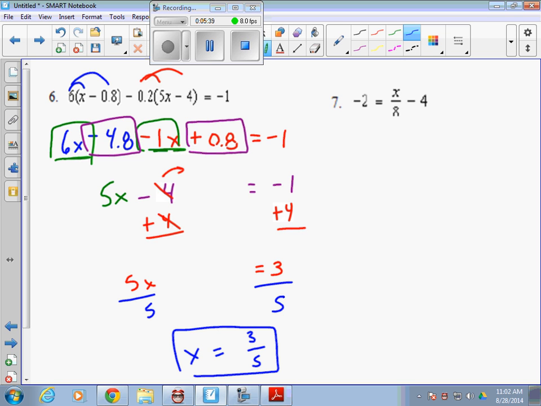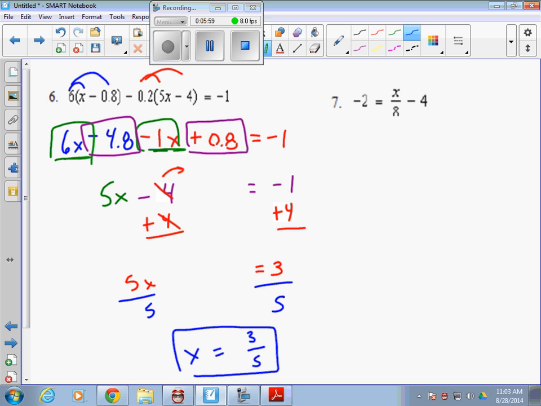Number 7, negative 2 equals x over 8 minus 4. The left side is simplified, and so is the right side. Remember, when you undo operations, you undo backwards. You don't use Please Excuse My Dear Aunt Sally. You work Sally Aunt Dear My Excuse Please. You work backwards.